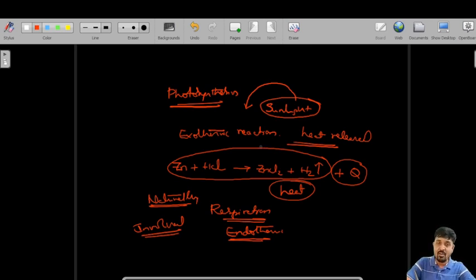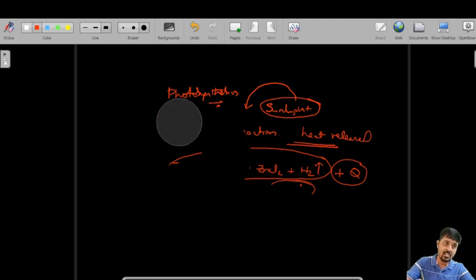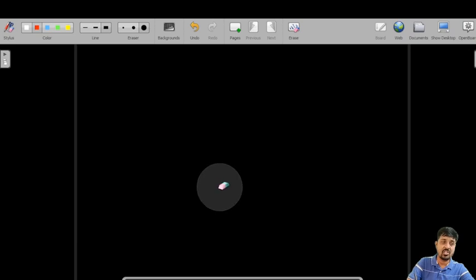So now tell me, what is the best example of a naturally occurring endothermic reaction? Answer is photosynthesis. Best example of a naturally occurring exothermic reaction is respiration. So hope you understand these two questions. Naturally occurring endothermic: photosynthesis. Naturally occurring exothermic: respiration. Now we'll go to the next question.